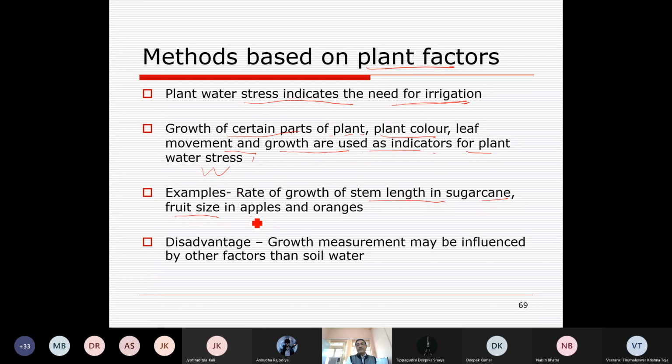Fruit size in apples and oranges. It is a simple idea of taking plant factors to plan or schedule the irrigation time.